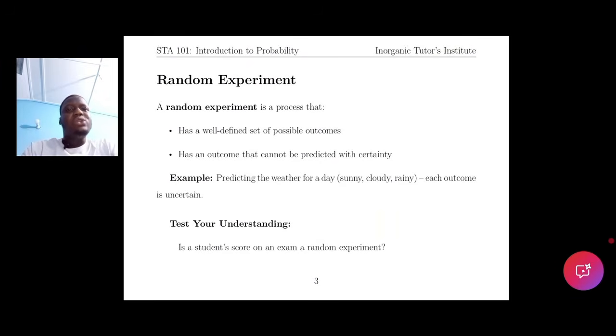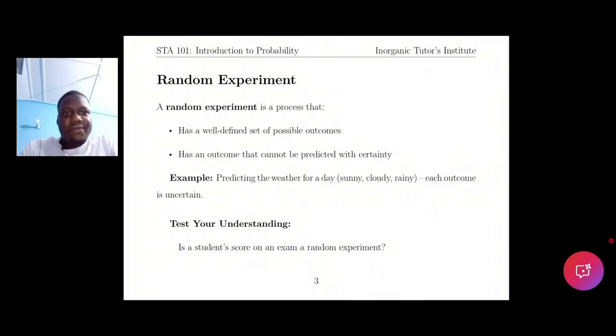And aside from that, you shouldn't be able to tell with 100% accuracy that it's going to rain tomorrow, or that there's going to be no rain tomorrow. That's why we can classify predicting the weather for a day as a random experiment, because the outcomes are known and we can't tell with 100% certainty that a particular outcome is going to show up tomorrow. We can only give probabilities, but we can't predict with certainty.